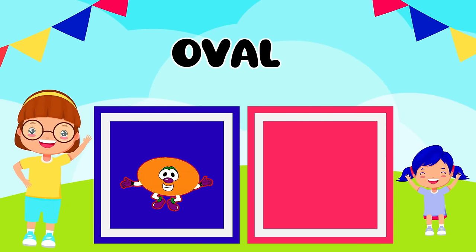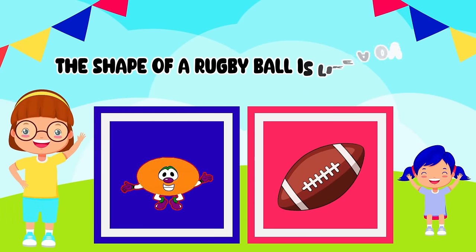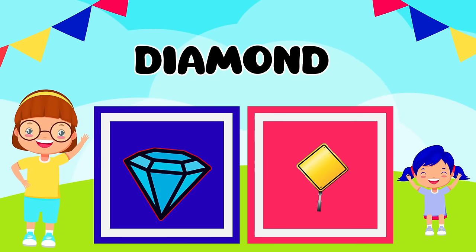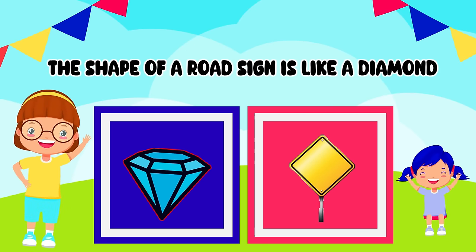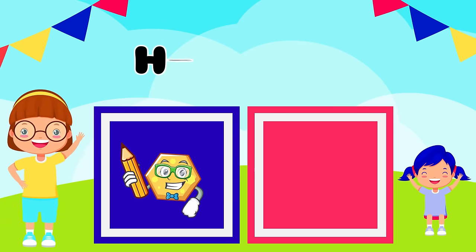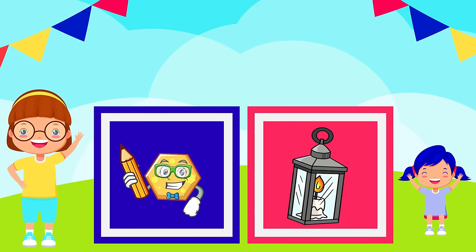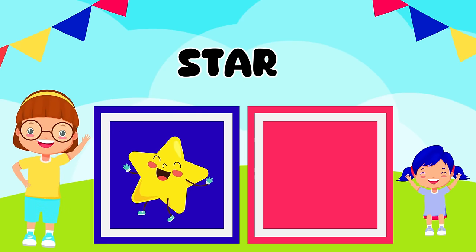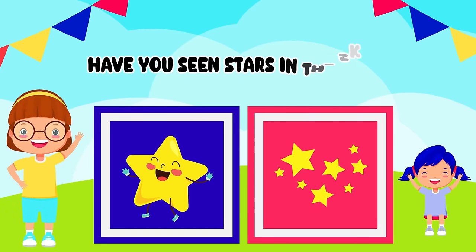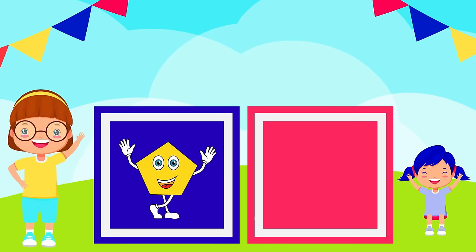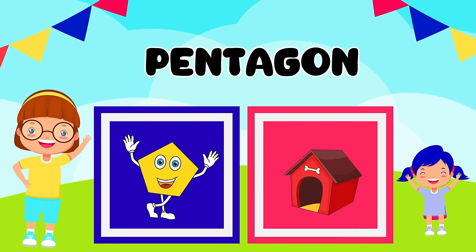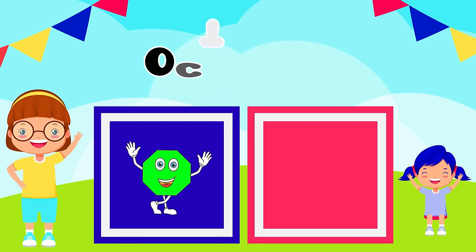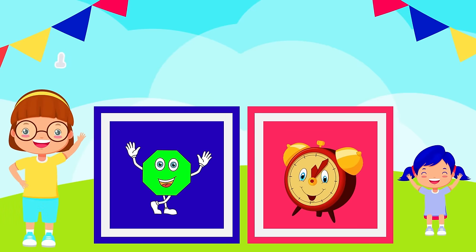Oval. The shape of a rugby ball is like an oval. Diamond. The shape of a road sign is like a diamond. Hexagon. Star. Have you seen stars in the sky? Pentagon. The shape of a dog house is like a pentagon. Octagon. The shape of this clock is like an octagon.